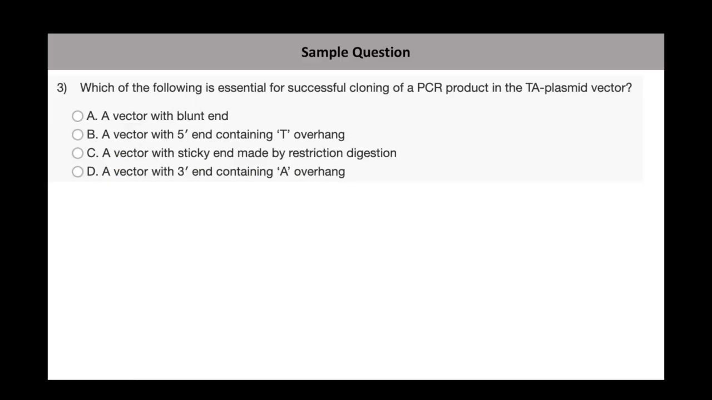So our next question is, which of the following is essential for successful cloning of a PCR product in a TA plasmid vector? The options are: a vector with blunt end, a vector with 5' end containing T overhang, a vector with sticky end made by restriction digestion, and a vector with 3' end containing A overhang.